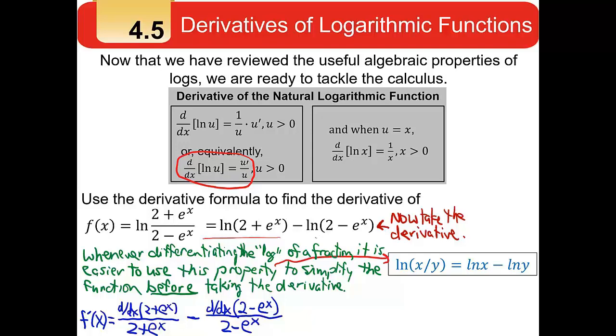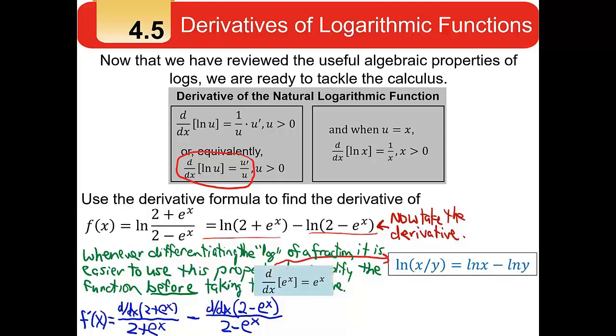And then when I'm doing the derivative of the natural log of 2 minus e to the x, I get the derivative of 2 minus e to the x over 2 minus e to the x. Now you might not even want to write this step. I'm just doing it for emphasis. You might go directly and just put in what the derivatives are.